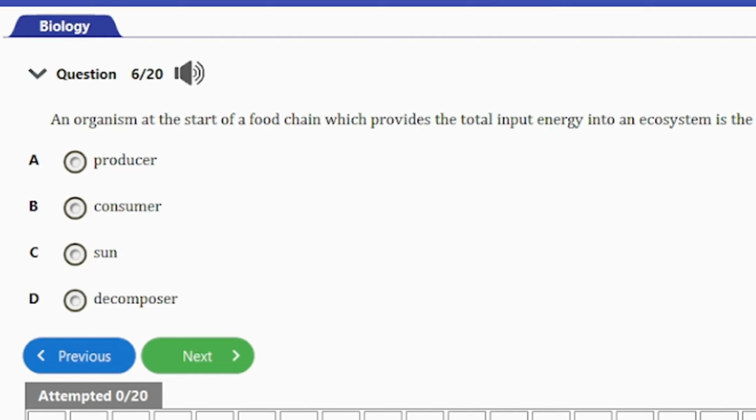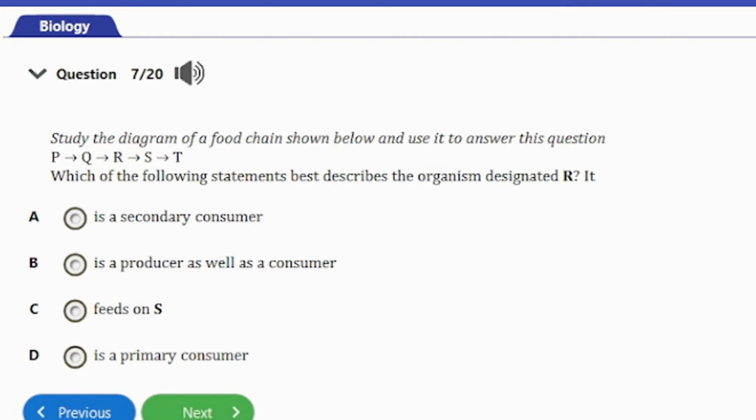Question number 6. An organism at the start of a food chain which provides total input energy into an ecosystem is the A, producer, B, consumer, C, sun, D, decomposer. Okay guys, I know you must already have guessed rightly the answer to this question, and that's option A, producer. So let's consider the next question.